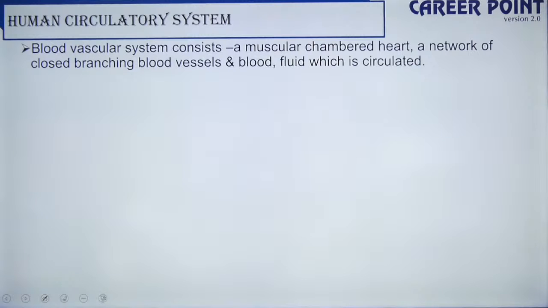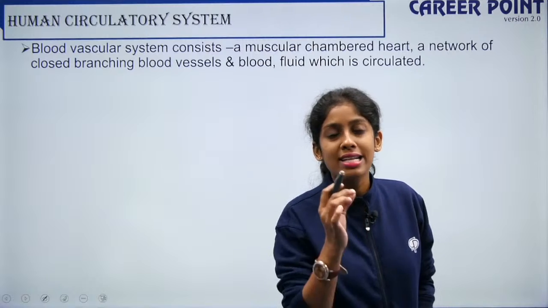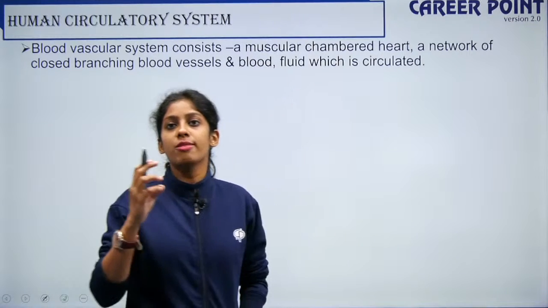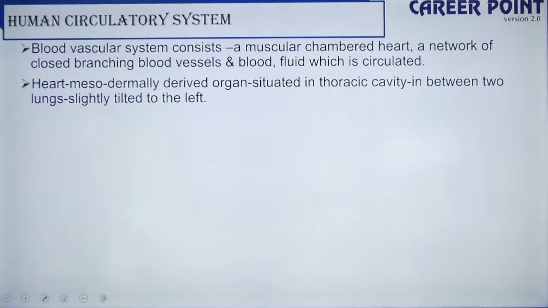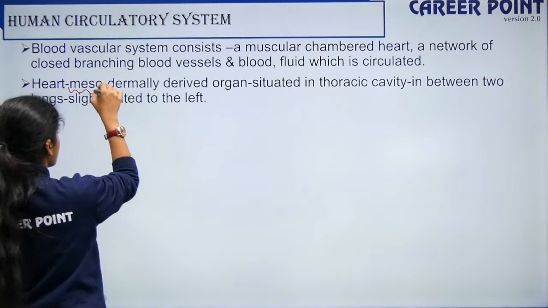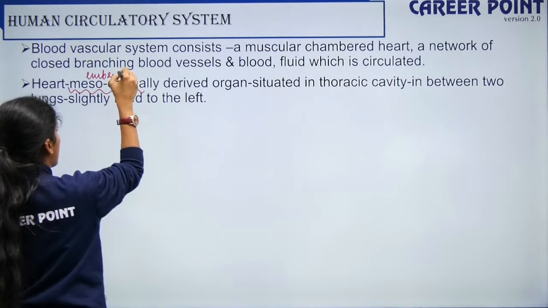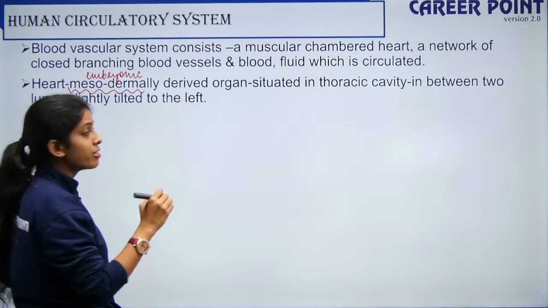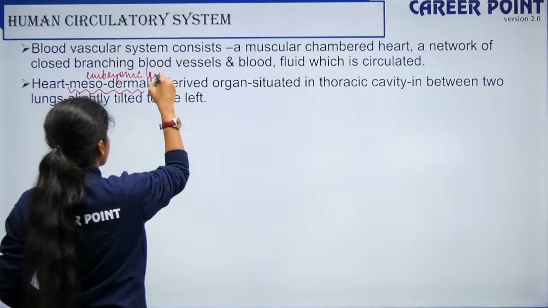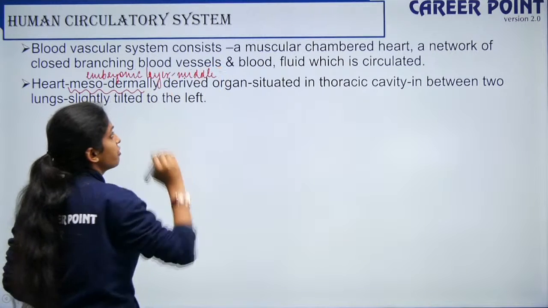Talking about the circulatory system, it includes your blood, your heart and your blood vessels. We are done talking about the blood, so today we're supposed to talk about the heart. The heart is a mesodermally derived organ. Mesodermal refers to a type of embryonic germ layer. At the time of embryonic development, there arises a middle layer, the mesoderm, and that layer gives rise to the heart.